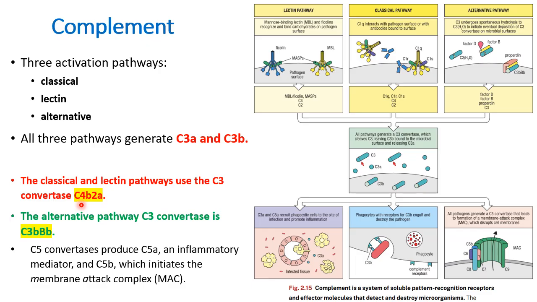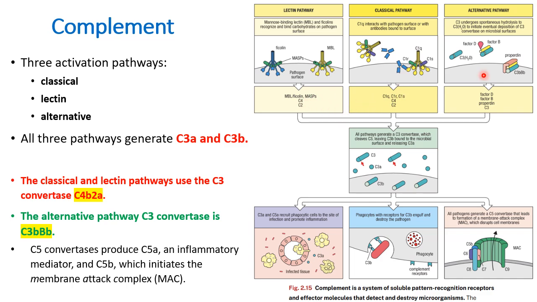I will not put the answer saying C4B2A, C4B2B, that would not be fair, okay? So what do you have to know? Here, just by convention, we're going to call it C4B2A. So if I ask you what is the C3 convertase of the lectin pathway, you should say C4B2A. The C3 convertase of the classical pathway is also C4B2A. So these 2 pathways use the same C3 convertase.